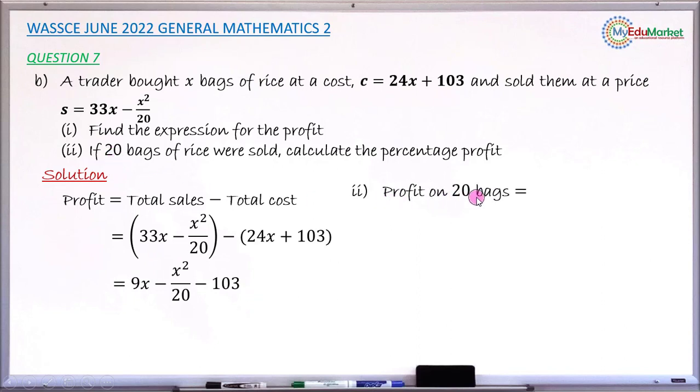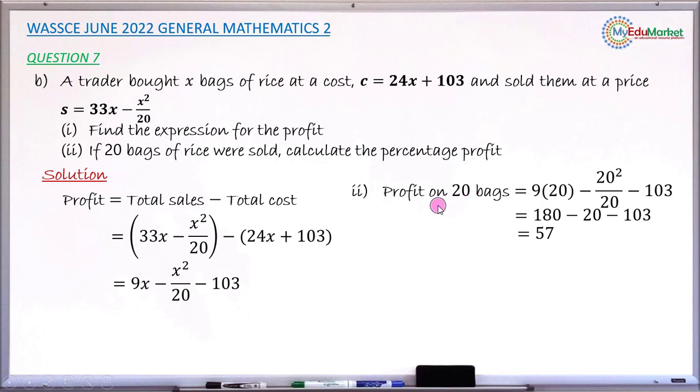So the profit on 20 bags is going to be, in this equation, replace the x by 20. So you now have 9 multiplied by 20 minus 20 squared over 20, that is this x squared over 20, then minus 130. Simplifying this, 9 times 20 gives you 180. 20 squared divided by 20 gives you 20. And you copy your 130. So subtracting these two numbers from 180, it gives you exactly 30. So that is the profit realized by selling 20 bags.